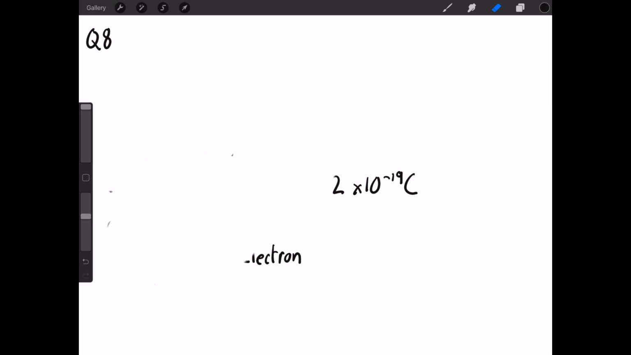Part D. Calculate the percentage of the total mass of the ion that is accounted for by the mass of its electrons. So to work out the percentage, what we need to do is basically the mass of the electrons divided by the mass of the atom. Although the mark scheme's slightly different with this, but I don't think it really matters.